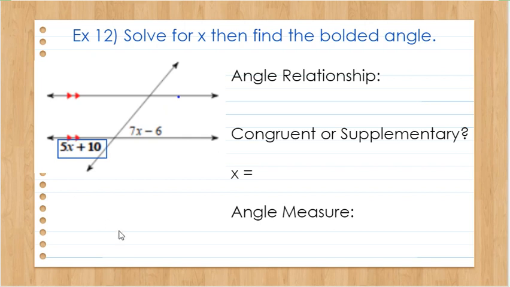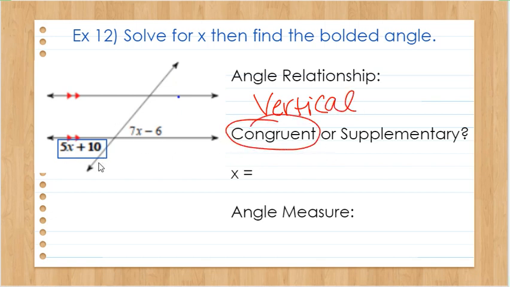Example 12. State the relationship. This angle, 7x minus 6, is on the inside of the parallel lines, and this angle, 5x plus 10, is on the outside of the parallel lines. They're not alternates because they would have to both be outside, but they are across from each other. So these would be vertical. These are vertical angles, and we know that vertical angles are congruent. They're equal. So this equation we're going to set up totally different. We know that 5x plus 10 has to be equal to this angle over here, 7x minus 6.